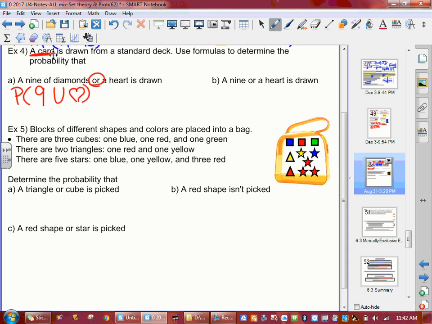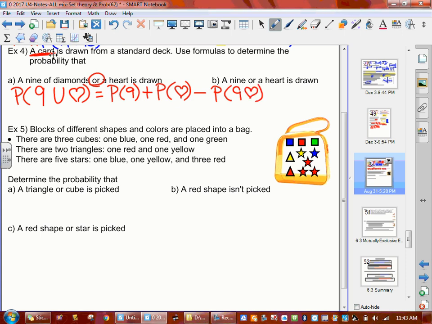Well, that means we need the probability of a 9 plus the probability of a heart. Is there a 9 of hearts in the deck of cards? Do we have a 9 of hearts? Yes, we do. So, since we have a 9 of hearts, we're going to have to subtract it. So, subtract the probability of a 9 of hearts.